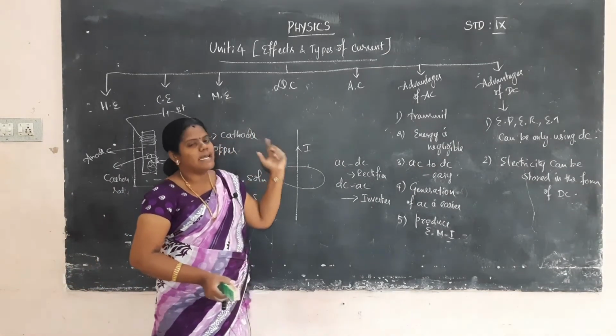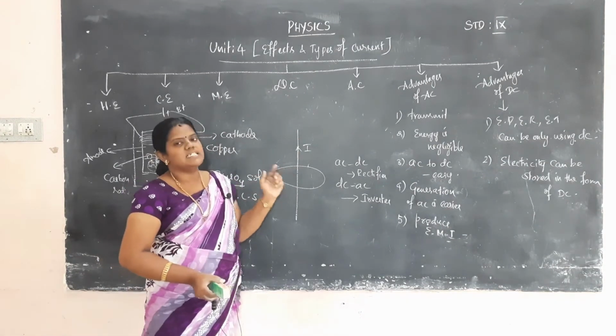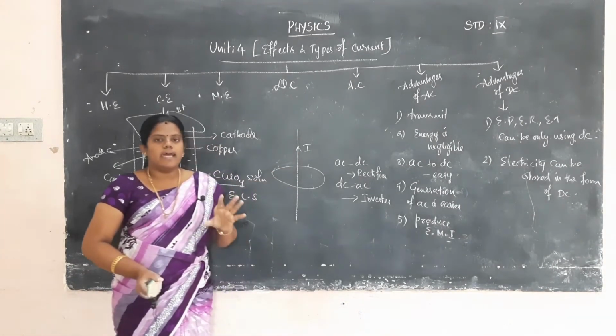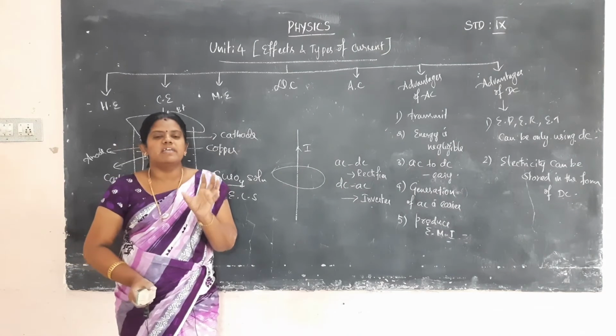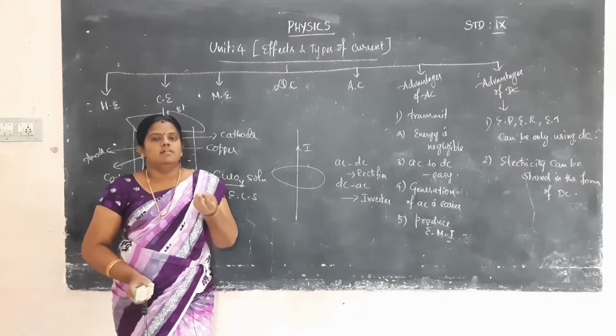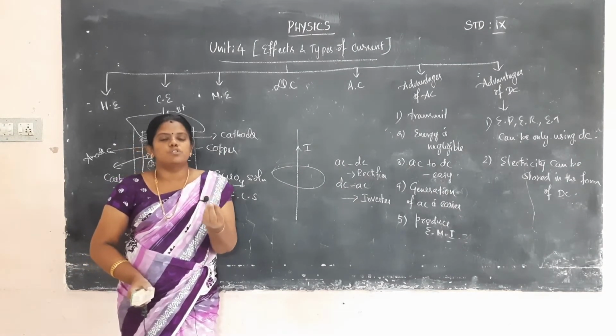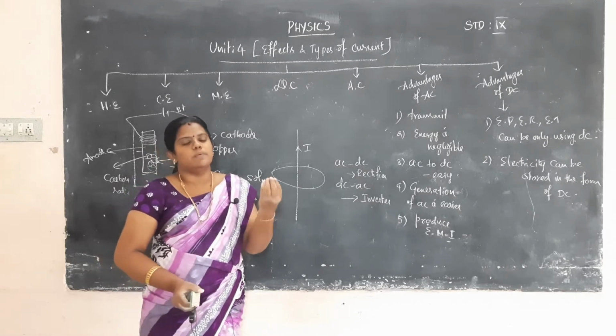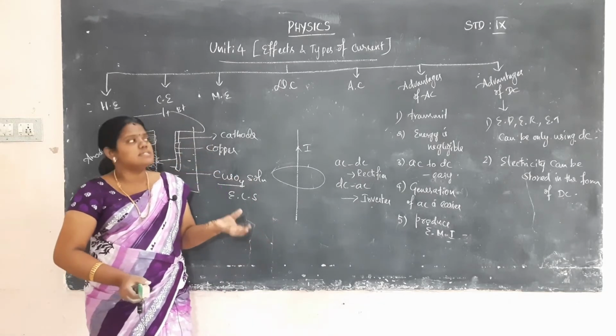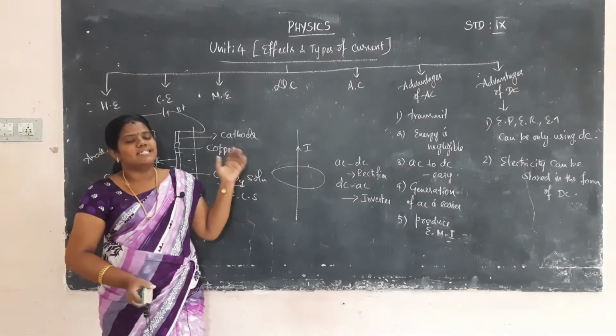DC current means direct current. AC current is alternating current. Direct current is nothing but the current that we get from a battery. The electrical energy is stored in a battery. The battery is used in various electronic appliances. That battery is called DC current.